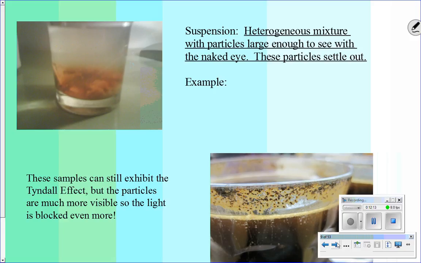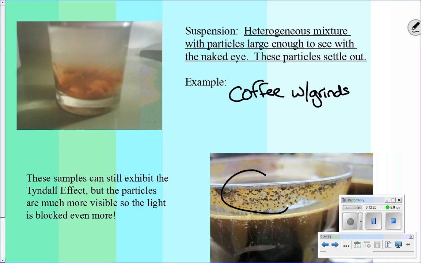Suspensions are heterogeneous mixtures with very large particles. If you've ever had coffee with grounds in it, you get that nasty stuff that they're showing in this picture right here. Soup, and a great one is salad dressing. If you think about that salad dressing that you have to shake up, you can see these nice large particles. These are a little bit bigger, so they are actually going to settle out. These do appear very heterogeneous when we just look at them with the naked eye.